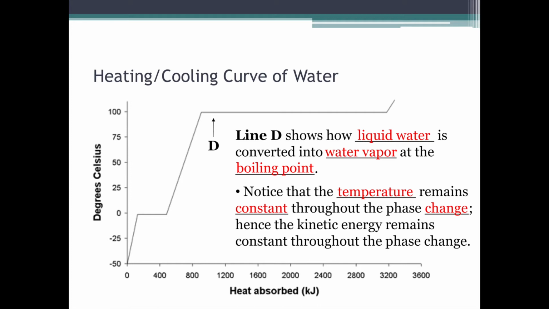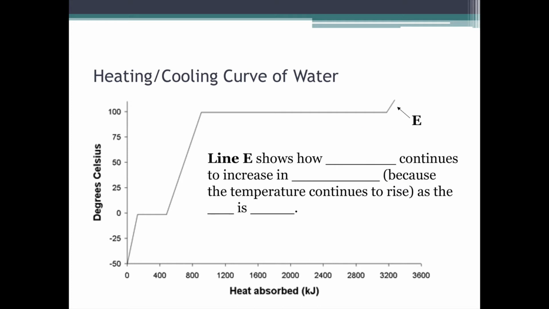Eventually, all of the liquid molecules are now gaseous molecules, and we get to line E. This is where water vapor continues to increase in kinetic energy because the temperature continues to rise as the gas is heated. So you have solid, phase change, liquid, phase change, gas.